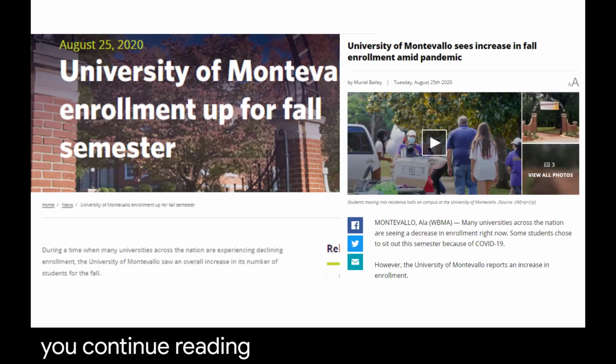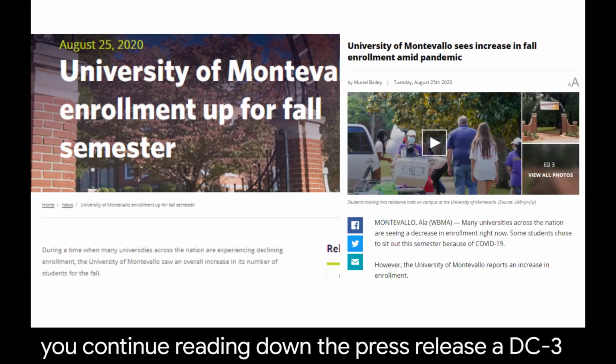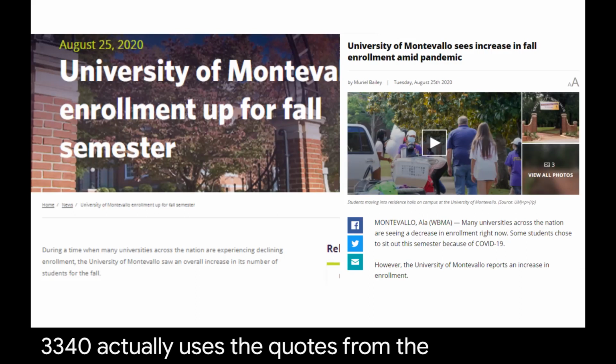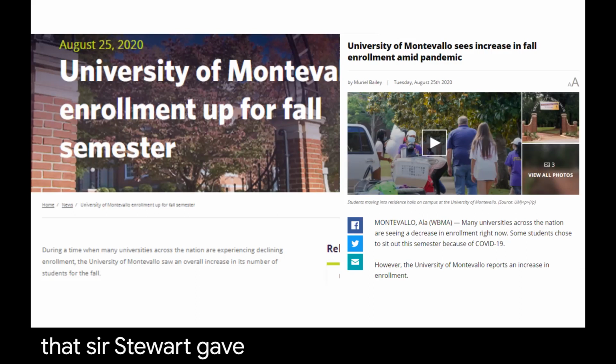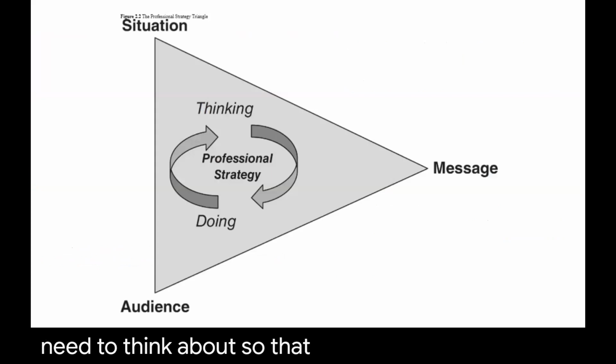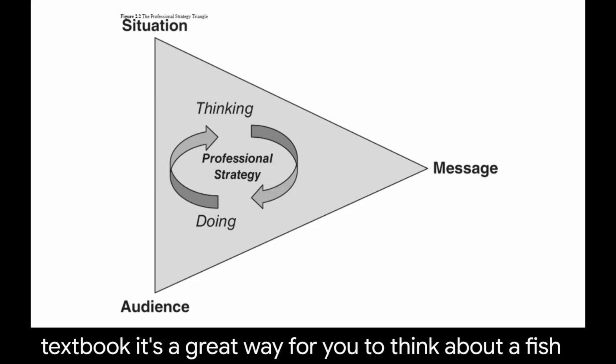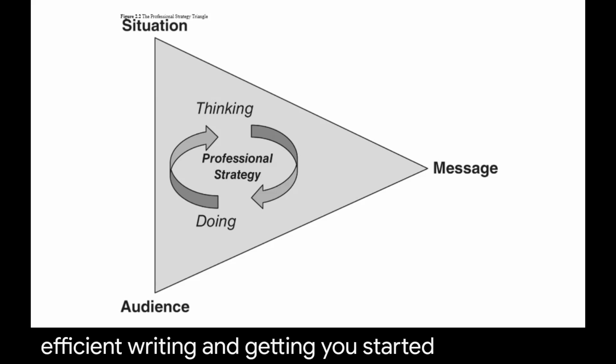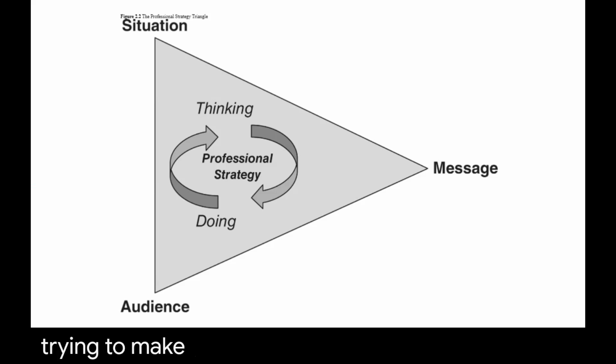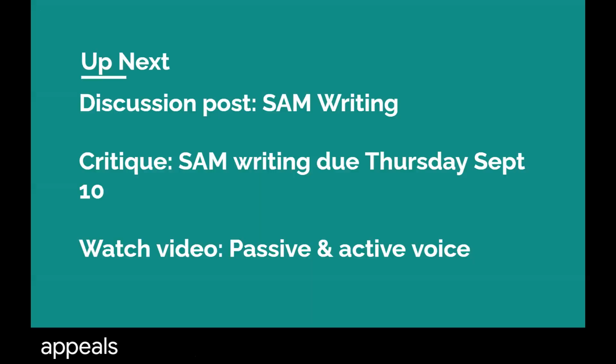If you continue reading down the press release, ABC 3340 actually uses the quotes from the press release that Dr. Stewart gave. So the PR team and persuasive appeals team does have a large influence on news, which I think both journalists and PR professionals need to think about. So that is the SAM strategy, also called the professional strategy triangle in your textbook. It's a great way for you to think about efficient writing and getting you started as you're trying to make media professional writing and appeals.